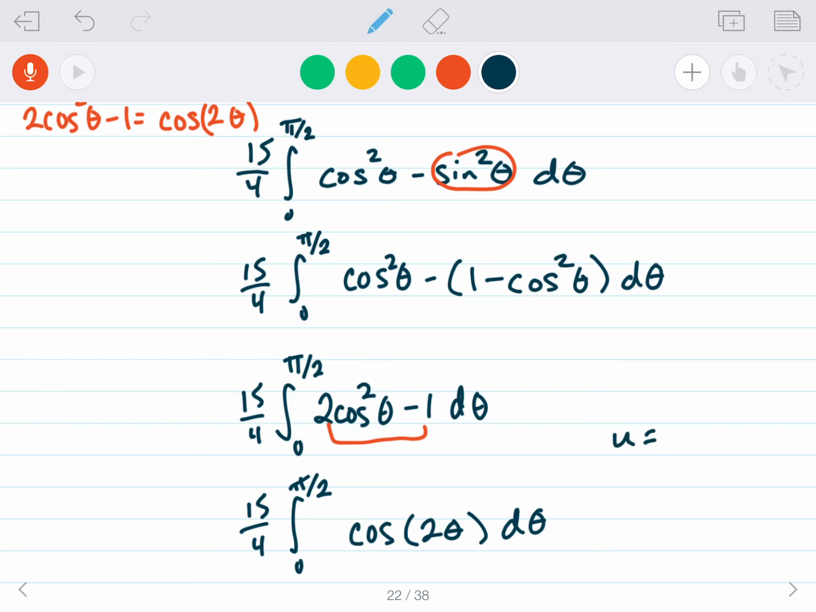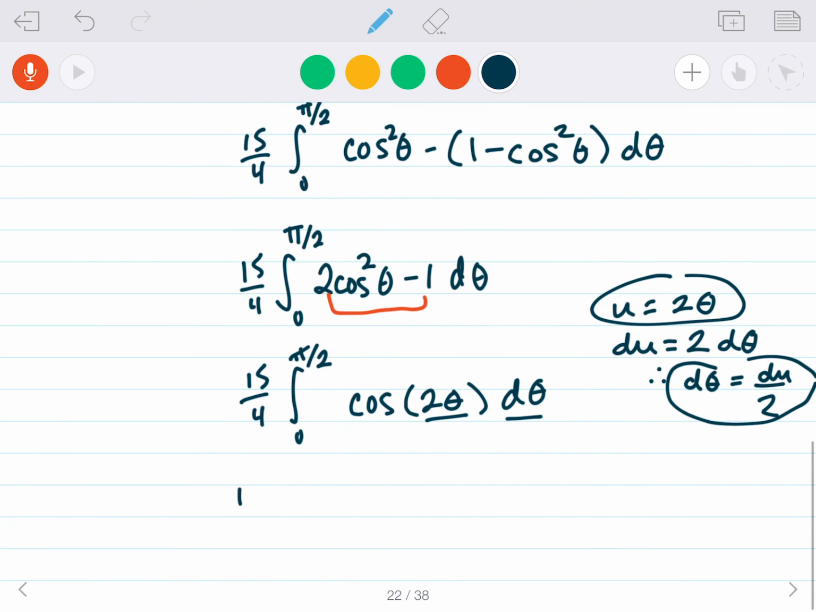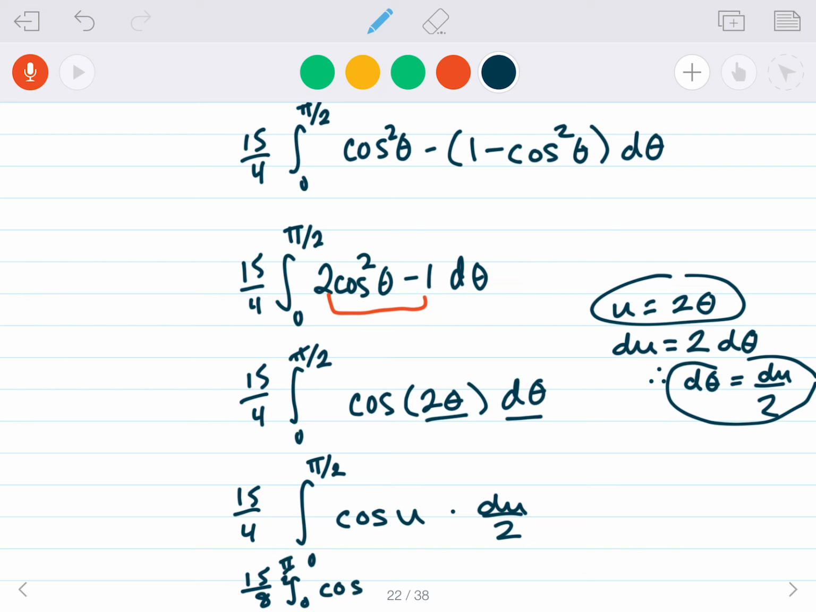We're going to let u equal 2 theta, and so du is going to be 2 d theta, and therefore d theta is equal to du over 2. So, subbing this in right here and right here, we get 15 over 4, going from 0 to pi over 2, cosine u, du over 2. And I'm going to factor out the 1 over 2 to the front. So when I do that, I actually get 15 over 8, 0 to pi over 2, cosine u, du.